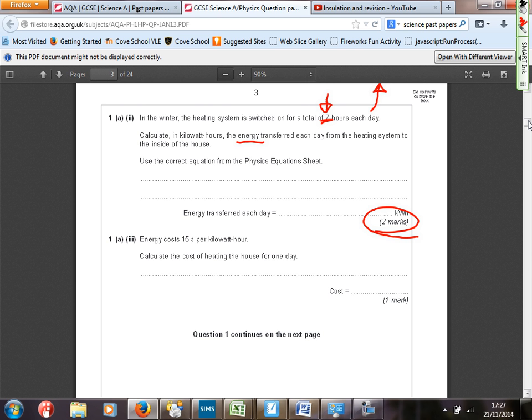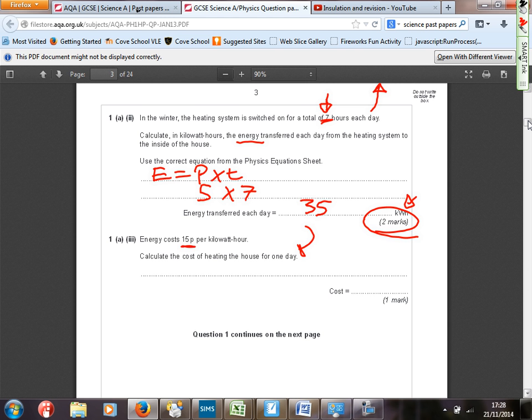So we're going to use that energy is equal to power multiplied by time to calculate this. Now in this example, we're not calculating in joules, we're calculating in kilowatt hours. They've told us that down here. So we don't need to convert it into seconds and all that. We just multiply the number of kilowatts by the number of hours it's on, and you get an answer of 35. 2 marks in the bag. Last bit we're going to do.